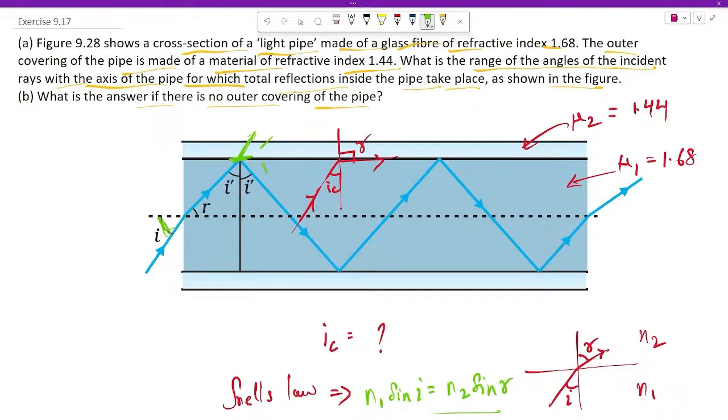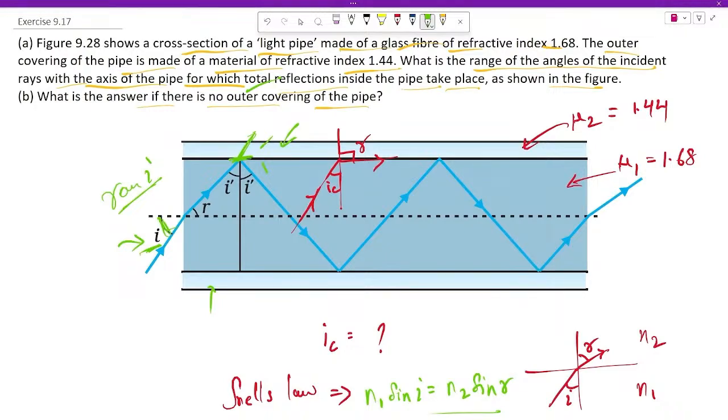Now we can apply Snell's law over here. This is the first part of the question, like we have to find out what is the range of I. Now the second part of the question says, what if we remove this outer covering, then we have to find out the range of I. So we will be using Snell's law over here.